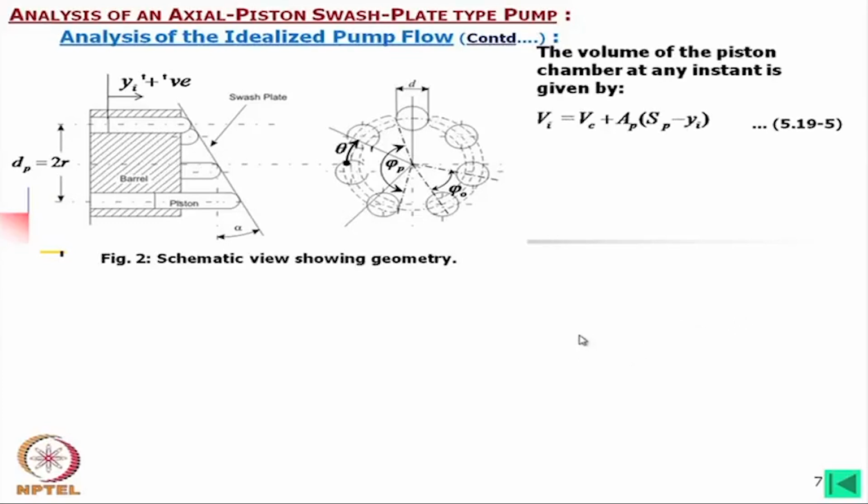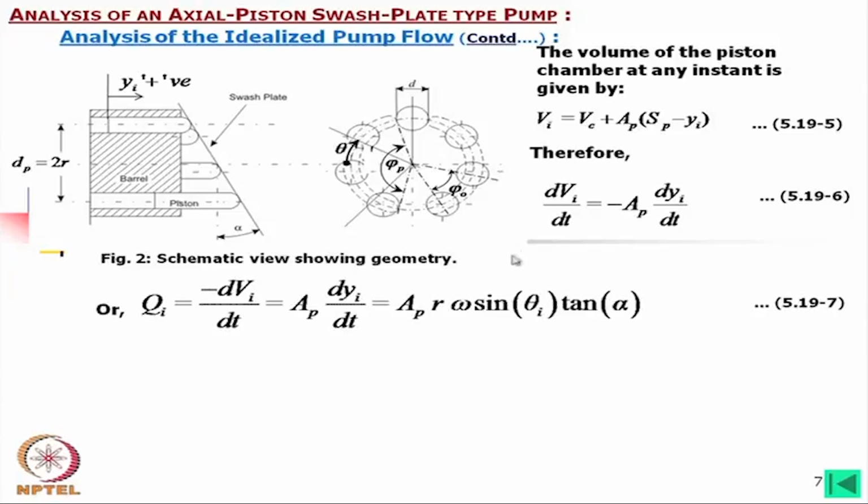Now, the volume of the piston chamber at any instant is Vi, so VC plus AP into SP minus yi. Here yi we have defined as the piston movement. So, SP, the total stroke, minus this yi movement is the volume at that instant. Therefore, dVi by dt is equal to AP dyi by dt. Now, this minus sign has come over here due to this derivation, that is why we put a minus sign here, so that ultimately it will again become positive.